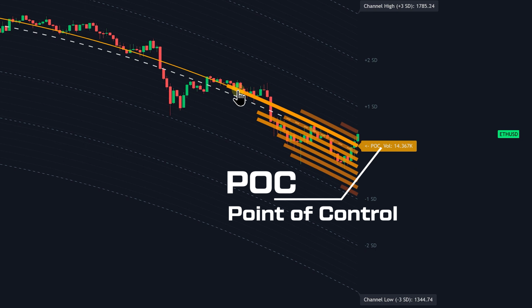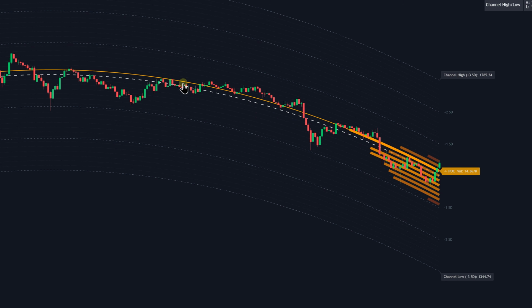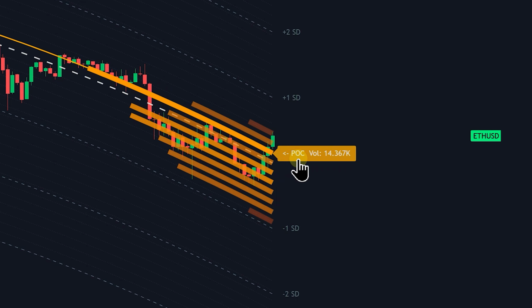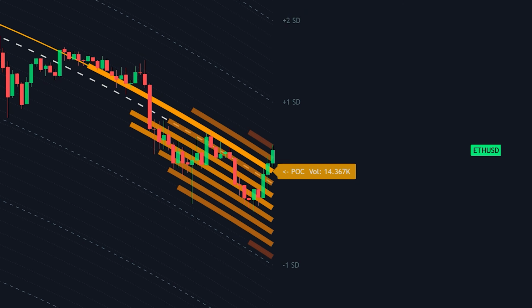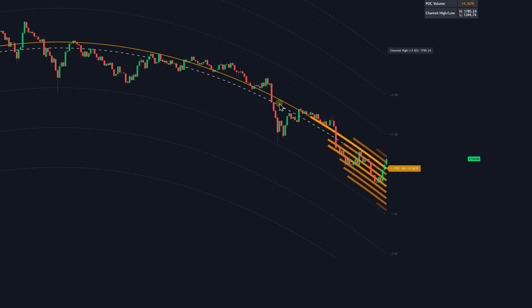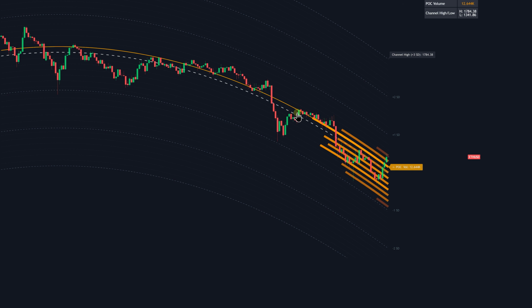This is the level with the highest volume inside the current regression structure. You'll see it labeled on the chart, usually with the POC volume next to it. This is the most important level on the indicator because it tells us where the biggest volume cluster is actually located. Price often reacts around the POC because this is where a lot of market activity actually happened. In a trend, the POC can act like a magnet, a reaction level, or a key confirmation zone.